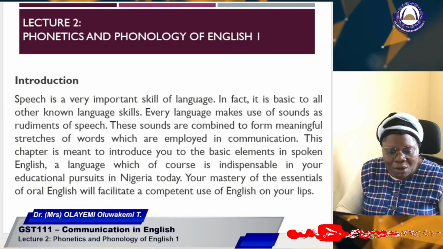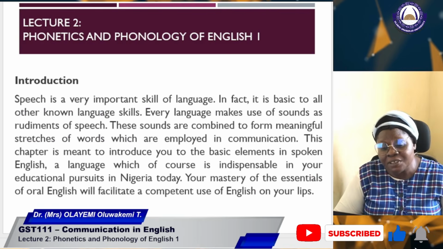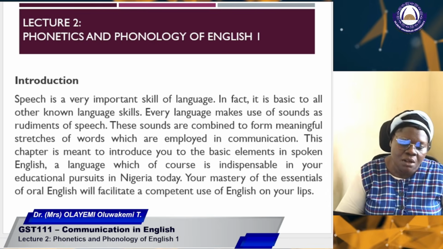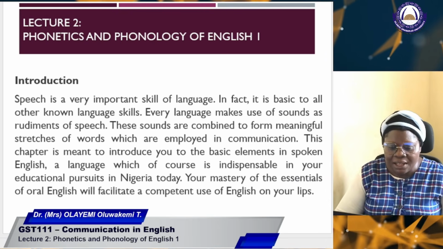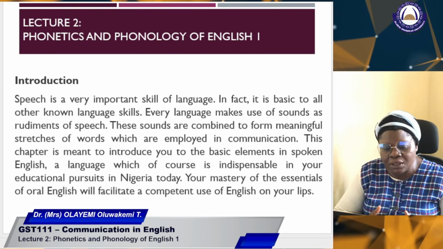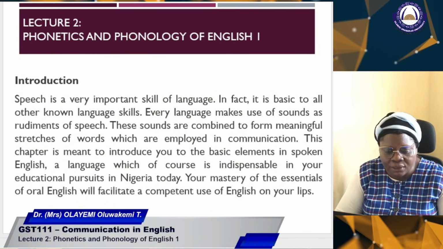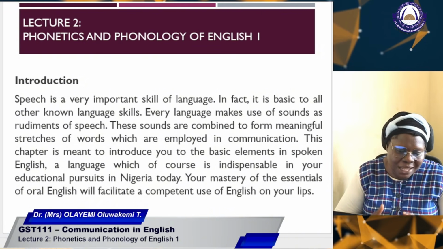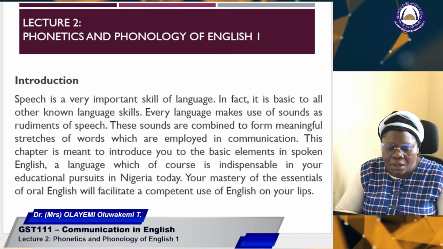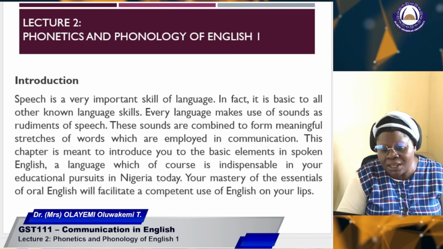Today, we shall be talking about phonetics and phonology of English, and it's going to be the first part of this session. So we are going to have two sessions on phonetics and phonology of English, and we will be focusing on speech as a very important aspect of language. It's one of the important language skills. And so we are going to concentrate on the English speech sounds, the way we articulate or pronounce English speech sounds. Speech is a very important skill of language and it is basic to all other known language skills.